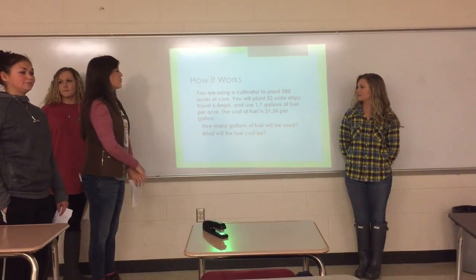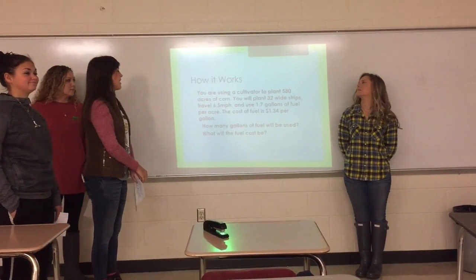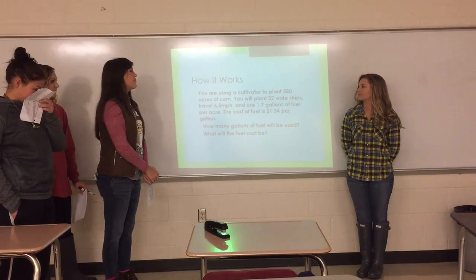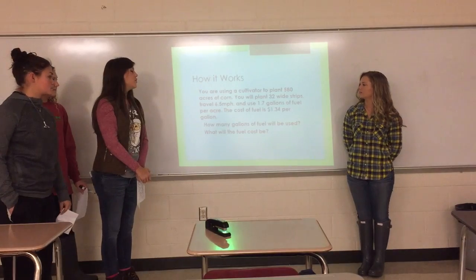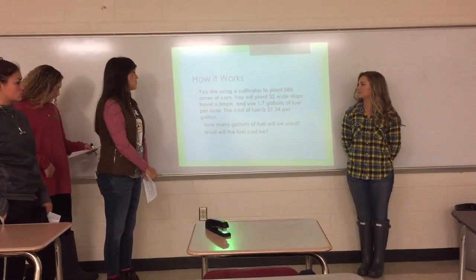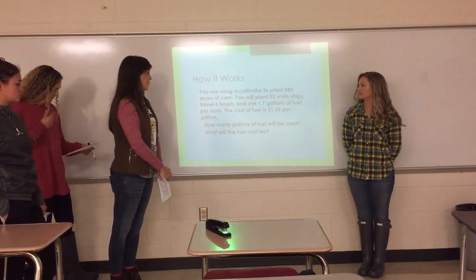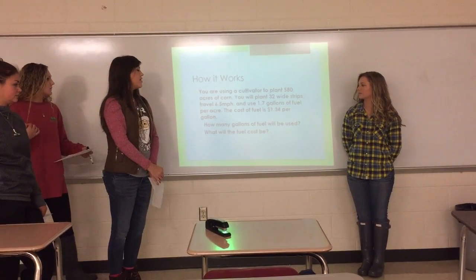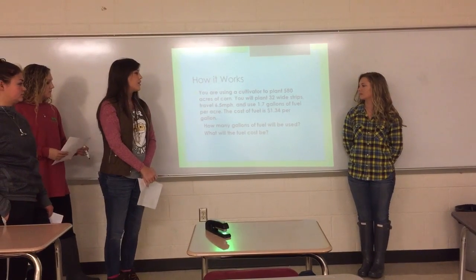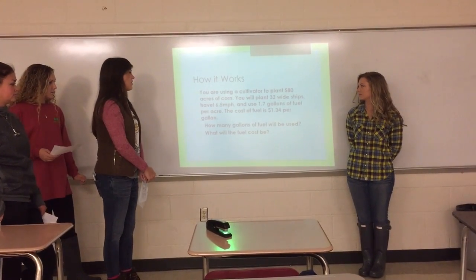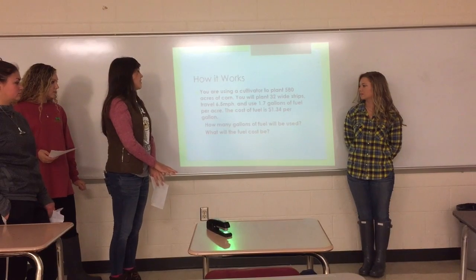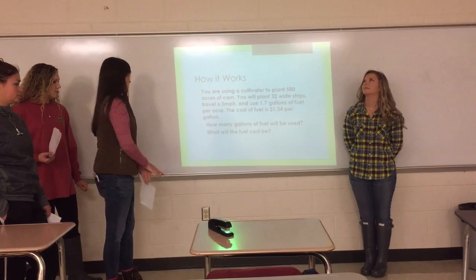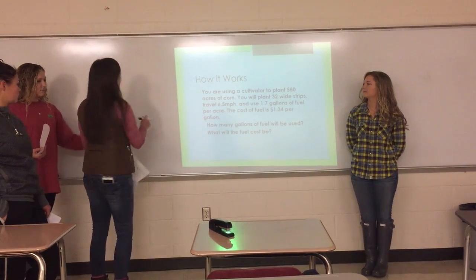So, this is another one of our examples we got from the lessons that we learned. How it works. You're using a cultivator to plant 580 acres of corn. You'll plant 32 wide strips, travel 6.5 miles per hour, and use 1.7 gallons of fuel per acre. The cost of fuel is $1.34 per gallon. So the 2 questions that we have are, how many gallons of fuel will be used and what will the fuel cost be?